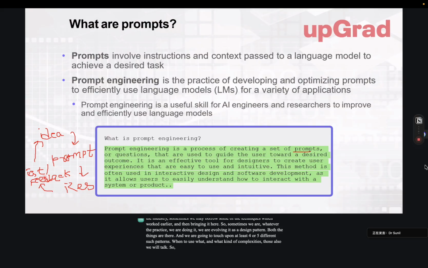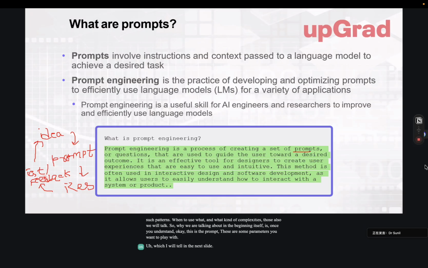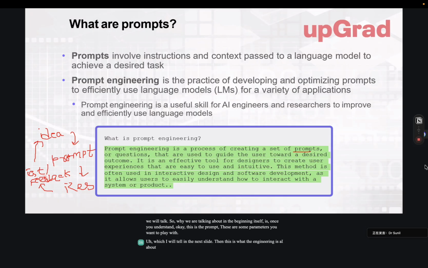So why we are talking about this in the beginning itself is that once you understand, okay, this is the prompt, and these are some parameters you want to play with, which I will tell in the next slide, then this is what the engineering is all about. Then people may think it is very simple.